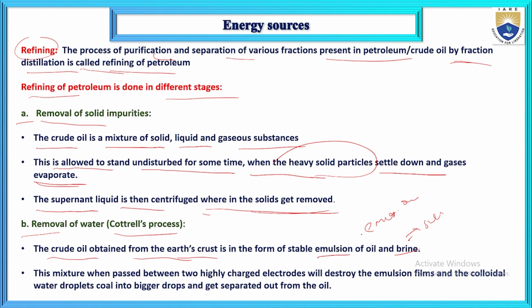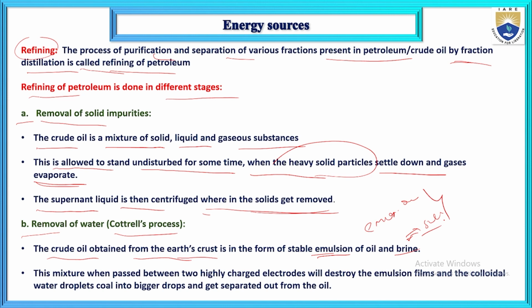That is called an emulsion: liquid in liquid is called an emulsion. The crude oil obtained is in emulsion form. There are not two forms, an oil phase and a liquid phase; both are in miscible state. That's why we call it an emulsion. This forms stable emulsions, so we can't separate the oil and the brine by a simple separation method.